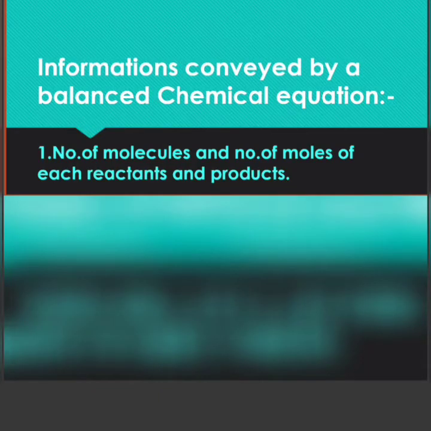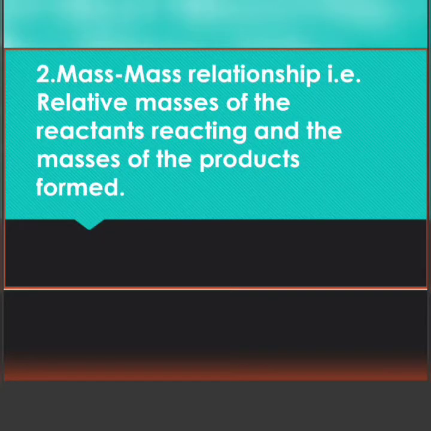Now, the first topic is information conveyed by a balanced chemical equation. The first information we get is about the number of molecules and number of moles of each reactant and product. Second, the mass-mass relationship, that is the relative masses of the reactants reacting and the masses of the products formed. Later on, I'll give you examples also.